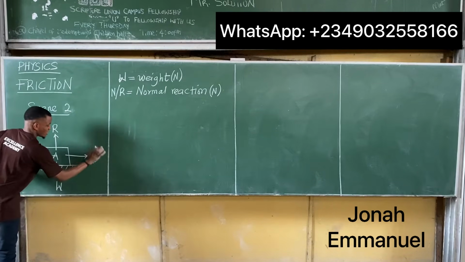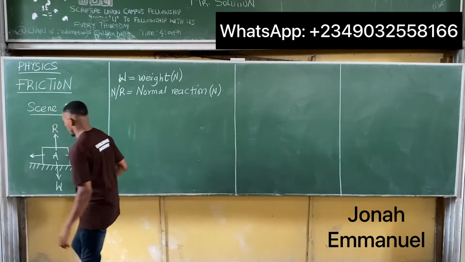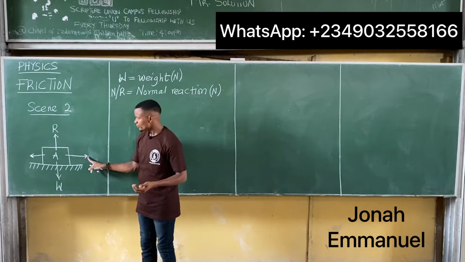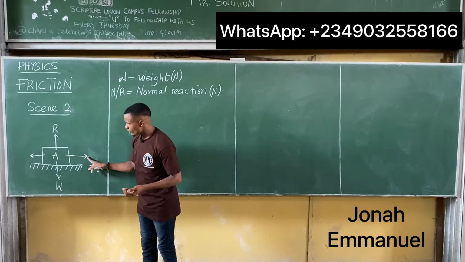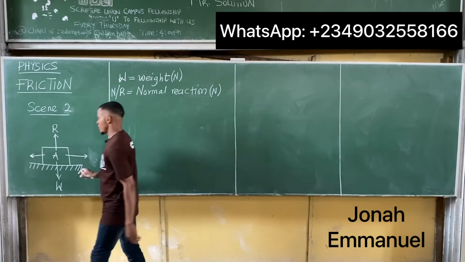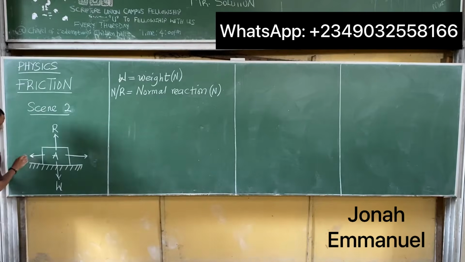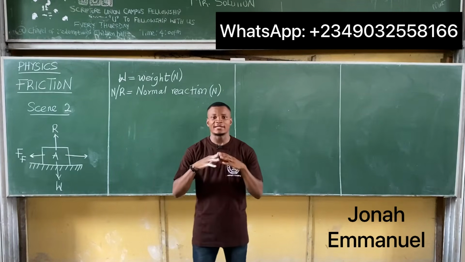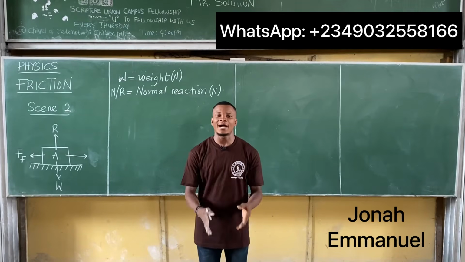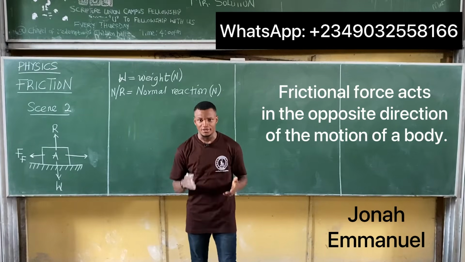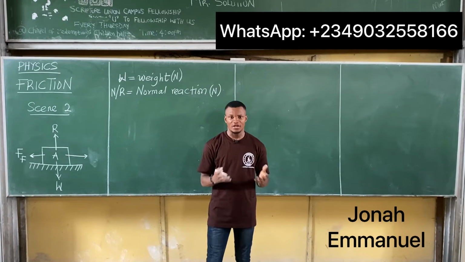Scene 2. What if we reverse the case? What if the body moves to the right? Obviously, for frictional force to oppose the motion, it has to move in the opposite direction. So if the body is moving towards the right, the frictional force will move towards the left. So these are two scenarios where frictional force works. The idea is very simple: frictional force will always act in the opposite direction of the motion of a body. That is the direction for frictional force.